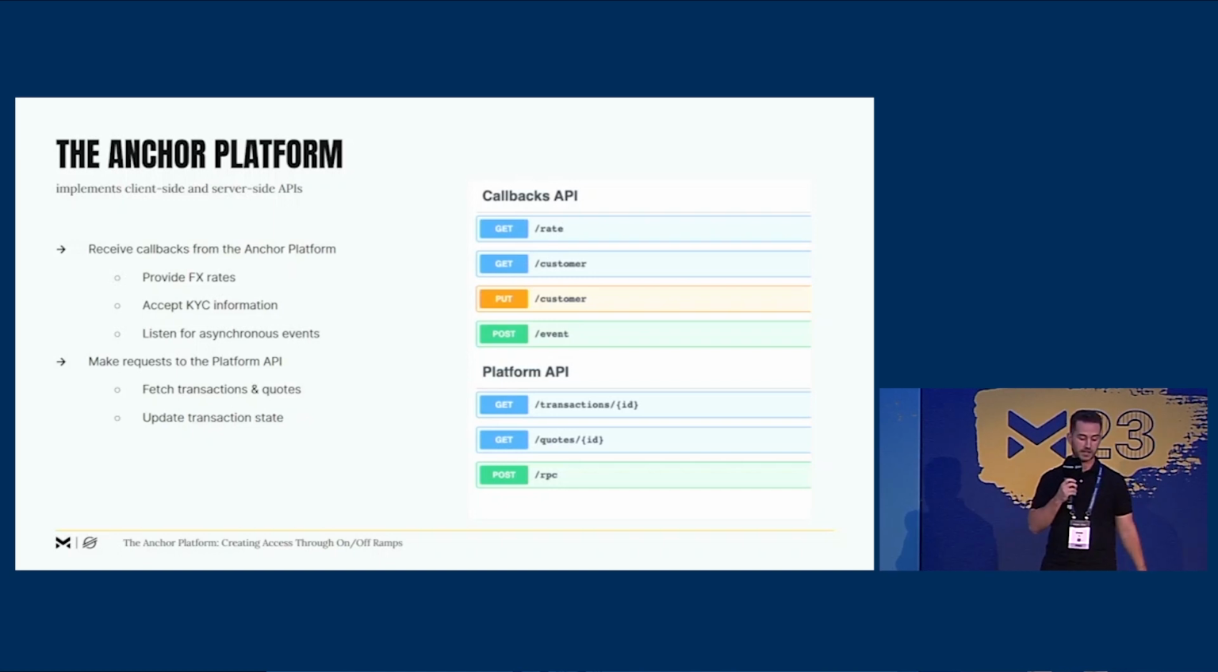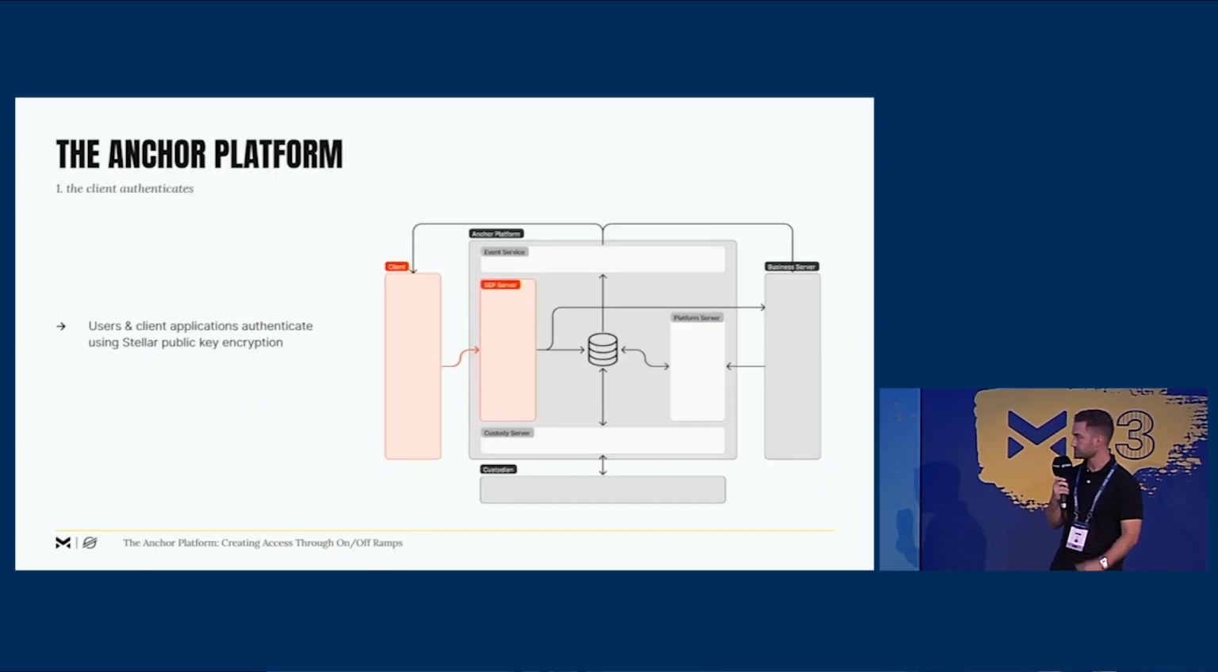On the flip side, there's another API called the platform API, and this is when the business needs to fetch or provide information to the Anchor platform. So you can obviously get transactions or quotes that have previously been generated, and you can also update transaction state using an RPC API. I can dig more into that RPC API if we have more time afterwards, but really it's just to transition the transaction state from one to another, indicating, for example, that the transaction is ready to receive funds on-chain because you received a deposit off-chain, right, or vice versa.